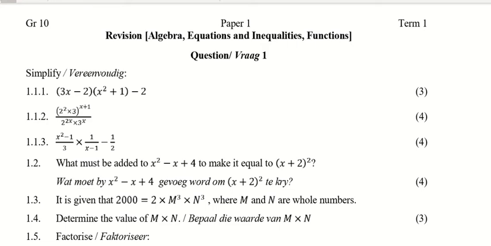So number 1.1, what I am going to do, I'm going to see what happens here. What I first need to do, I need to expand, and I'm going to expand this with this, and then this with this, and then this with this. So I'm going to say 3x times x is equal to 3x to the power of 3, and then 3x times the 1 is plus 3x, and then negative 2x to the power of 2, minus 2 times 1 is equal to 2. Is there any like terms there?